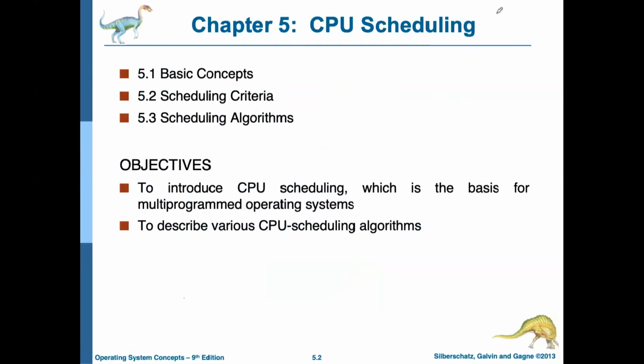Chapter 5, CPU scheduling. Okay. 5.1 regarding basic concept. 5.2 scheduling criteria. 5.3 scheduling algorithm. And then the objective for this module: introduce CPU scheduling, which is the basis for multi-program operating system, and describe various CPU scheduling algorithms.